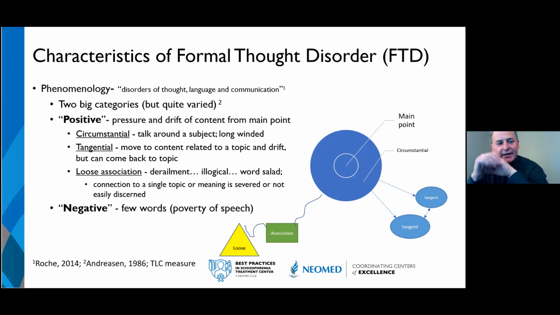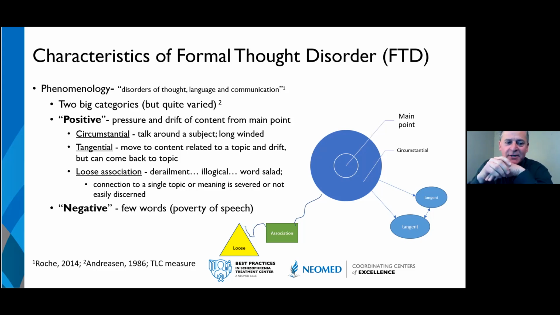And when they've tried to categorize it in terms of phenomenology, there's lots of different factor analyses, but basically they fall into two big categories, positive and negative. So positive thought disorder, if you want to call it that, is really about pressure, kind of speed to some extent, and drift from content or main point. I tried to do a little visual graphic there just to give you a sense. And if you really want to get into the nitty gritty of it, the TLC measure by Andreasen that I have referenced in the back, and I can send you a copy, has definitions of all the nuances of different parts of the formal thought disorder.